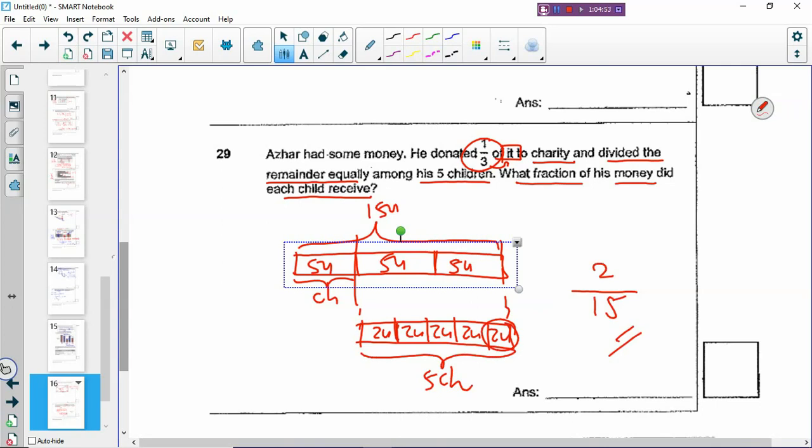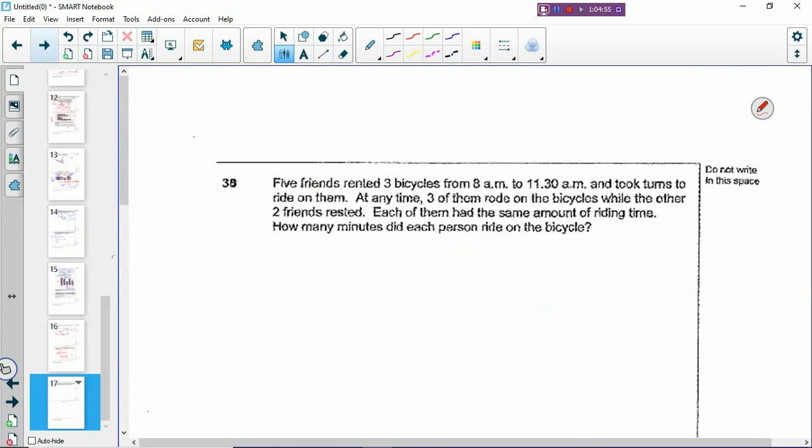Okay, question 30. Last question. Now, 5 friends rented 3 bicycles from 8 a.m. to 11:30 p.m. and took turns to ride on them. At any time, 3 of them rode on the bicycle, while the other 2 friends rested. Each of them had the same amount of riding time, and that is like average, right? Average means everybody all the same. How many minutes did one person ride on the bicycle?